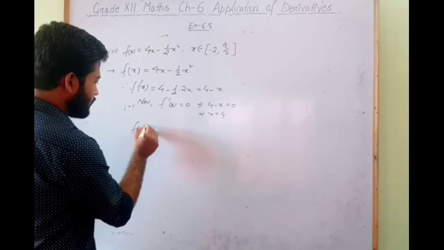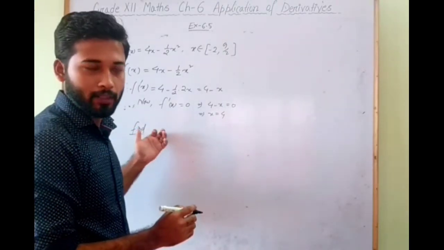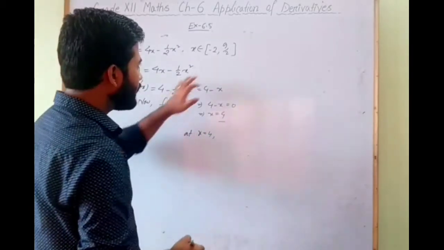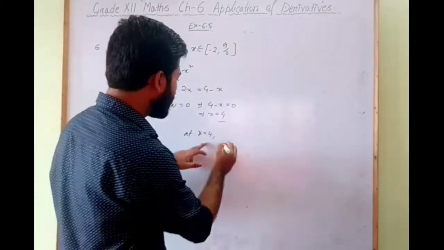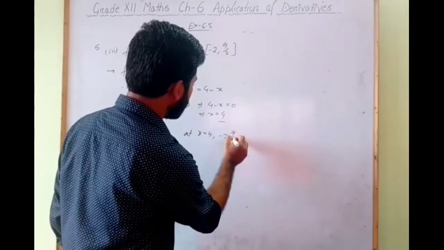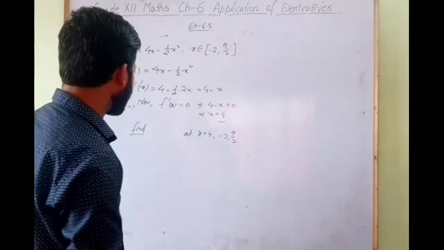Find f of 4, that is find the value of f at the point x is equal to 4, and at the end points, that is at the critical point and at the end points. And what are the end points? -2 and 9/2. So you have to find the function at all these 3 points, and let us see what happens.